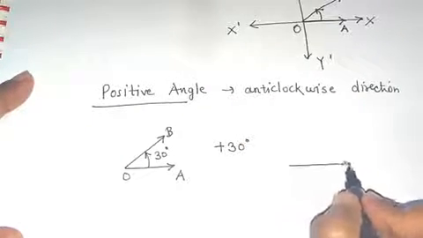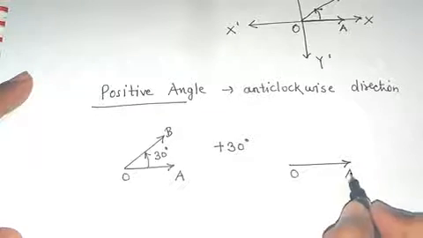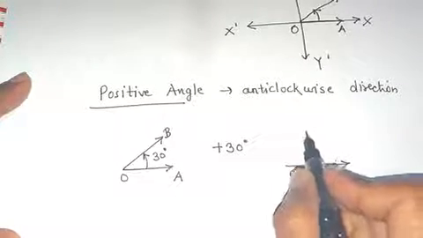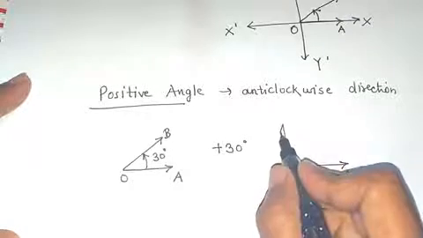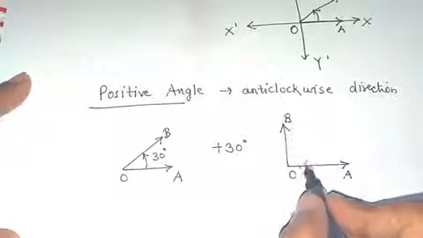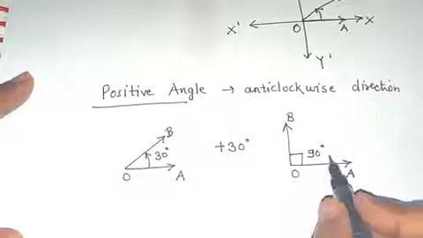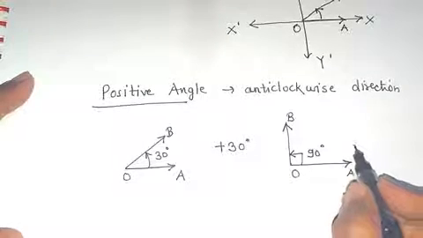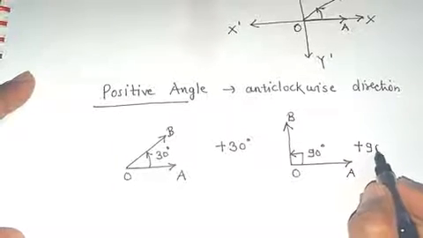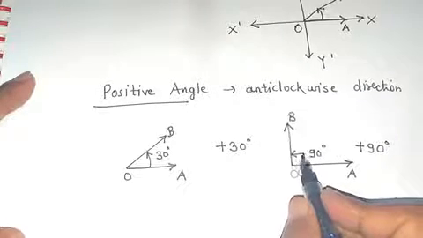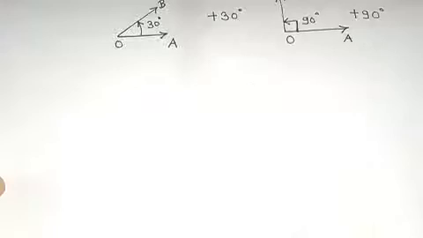Taking another example, OA is the fixed ray but OB ray was revolving such that it made an angle of 90 degree, that is right angle. So we can write this 90 degree as plus 90 degree because this angle was also traversed in anti-clockwise direction.